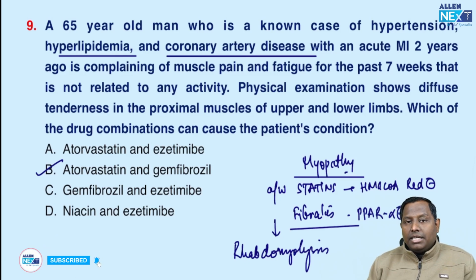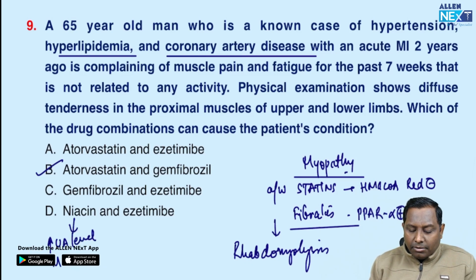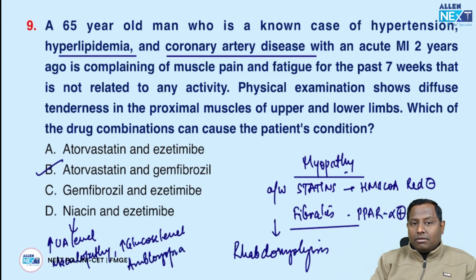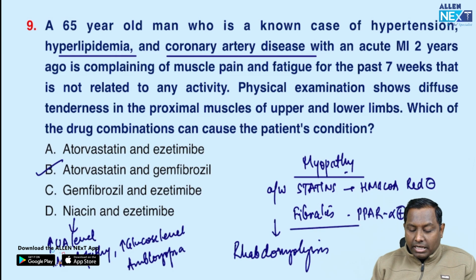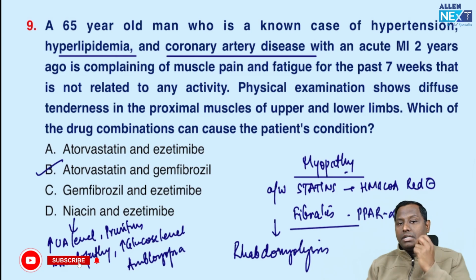Niacin and ezetimibe again are not going to be associated with any kind of problem. Niacin can increase the uric acid level. Niacin can cause multiple problems like maculopathy. Niacin can also be associated with an increase in the glucose level. It can cause amblyopia, but it will not be associated with myopathy as a side effect. It can also cause flushing episodes and pruritus, generalized pruritus. Atorvastatin and ezetimibe is a combination that can be safely given.